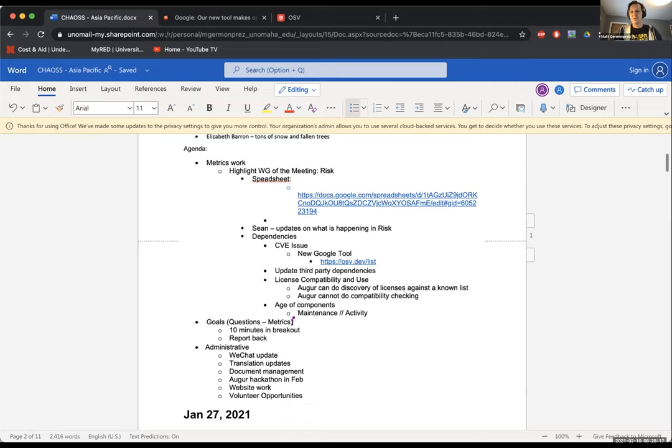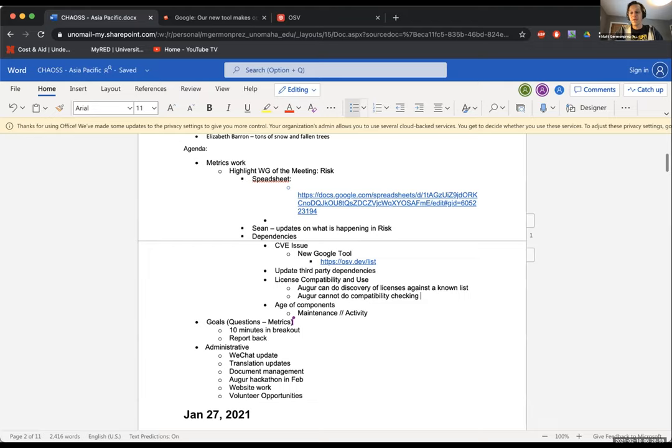So there would have to be some tooling built around the output that would actually warn you that there's something wrong or something to take a closer look at. I know the SPDX component in Augur was originally built to do that, to not only do the scans, but also stop a build process or send an email that says there's an issue with a particular license. So this is something we could take a look at. But again, that won't do compatibility checking.